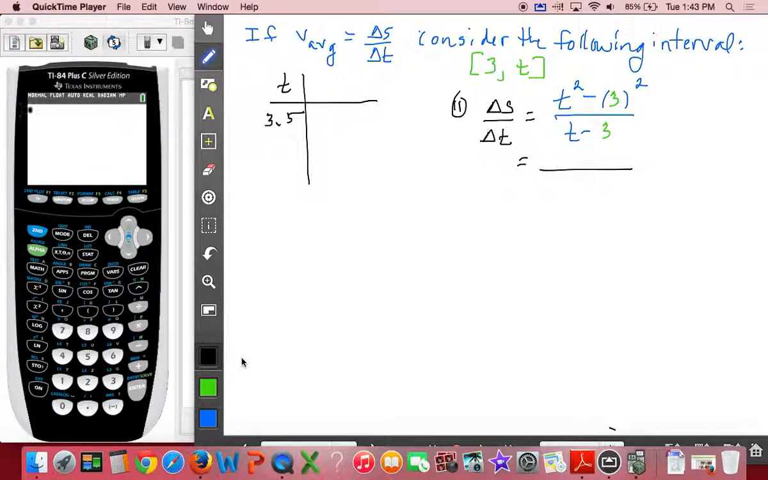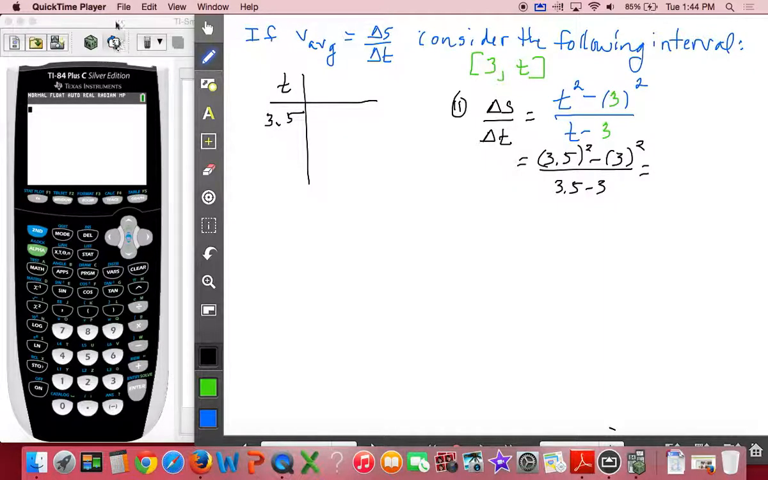So my t is going to be represented right here by 3.5. So that's my bigger out of the two, 3.5 versus 3. So I'm going to put 3.5 in here, and I'm going to square it. And I'm going to subtract the smaller time, which is 3. And I'm just choosing 3.5 because it's close to 3 seconds. You can choose whatever you want. And then we're going to divide that by 3.5 minus 3. And let's see what we get.